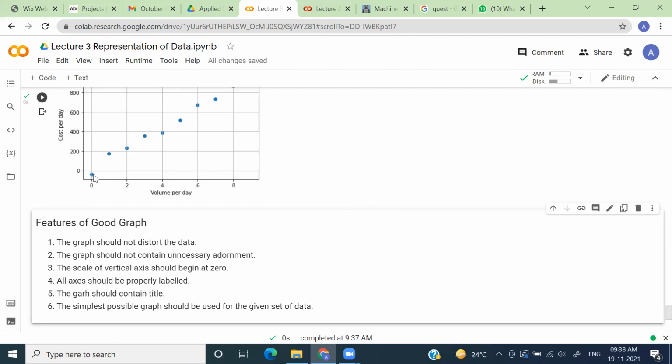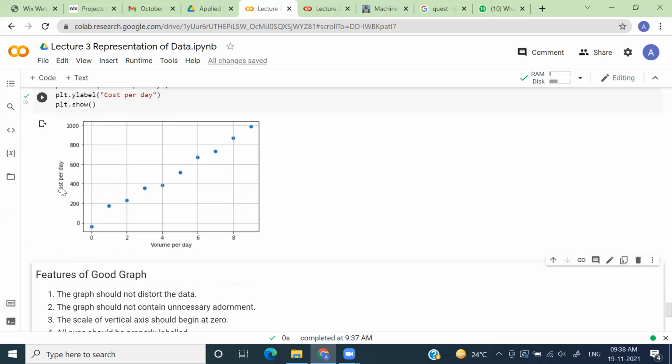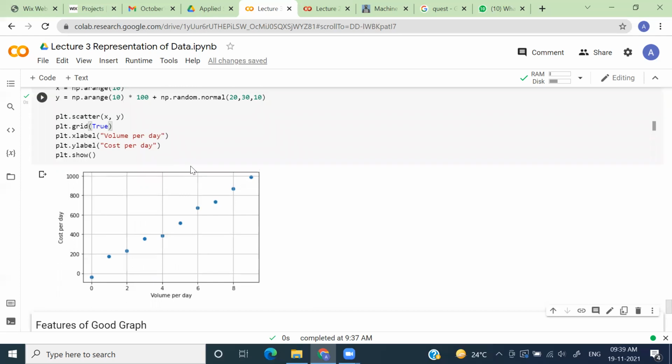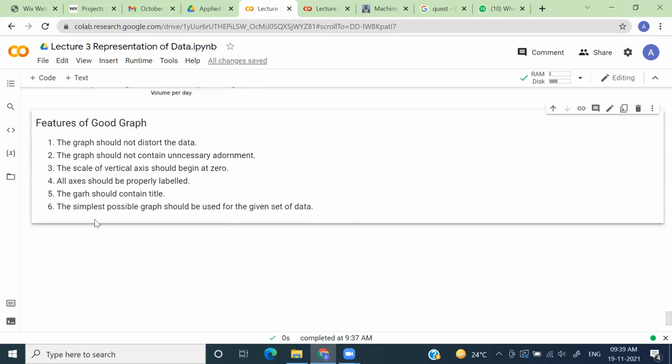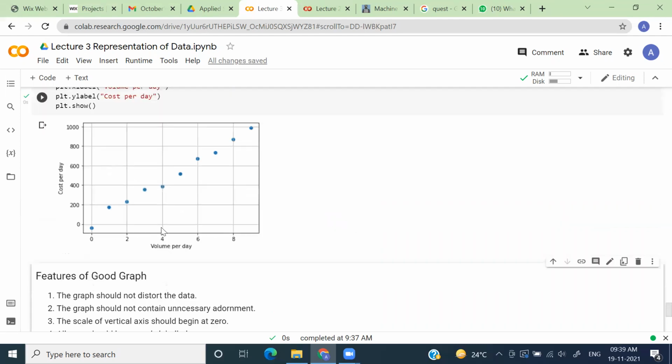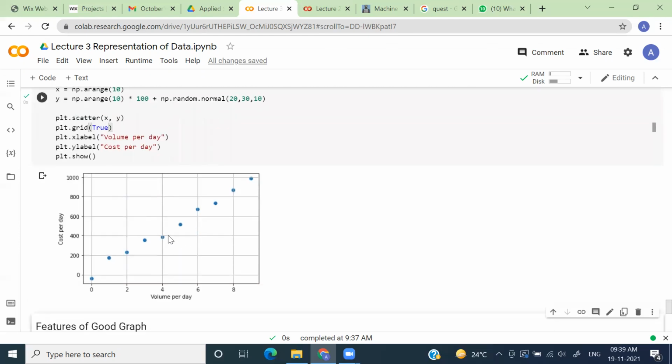The next thing is, your x-axis and y-axis should always start at scale 0, and all the axes should be properly labeled. Here I have labeled the x-axis and the y-axis. I could have added a title here, but I missed it. So take care of that. Always put a title in your graph, so that a user can understand what this graph is trying to communicate. The graph should contain a title. The simplest possible graph should be used for the given set of data. Simple is better. That is a simple logic we have to follow.